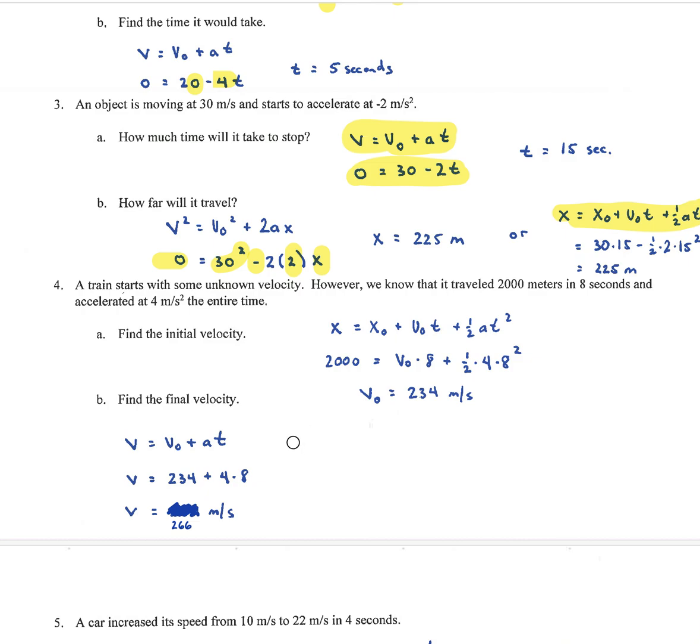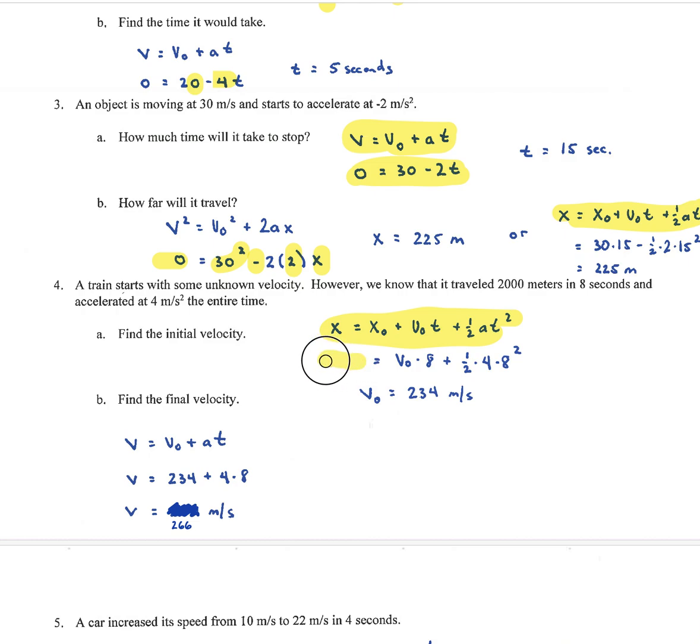A train starts with some unknown velocity. We know it travels 2,000 meters in 8 seconds, and it was accelerating the whole time. There are probably a variety of ways to solve this, but I think this is probably the easiest. I used the position equation, started from the origin.